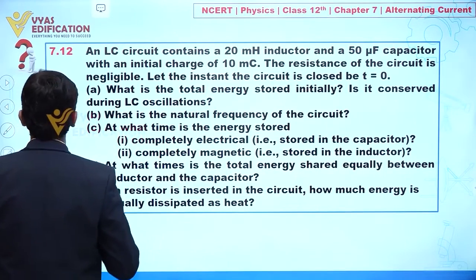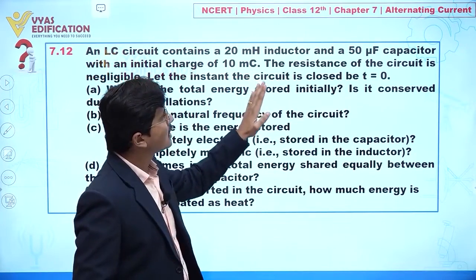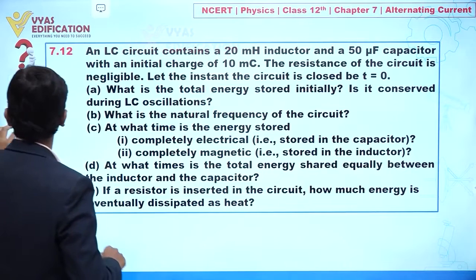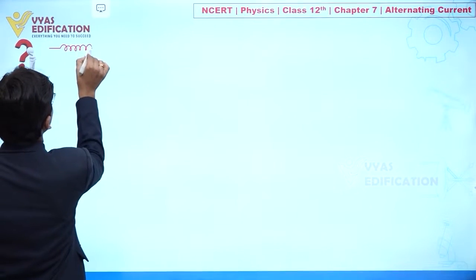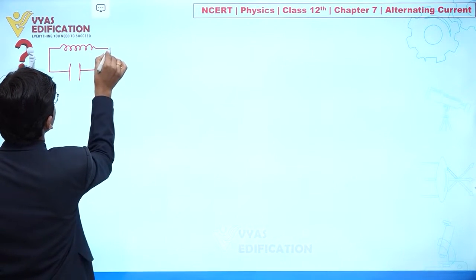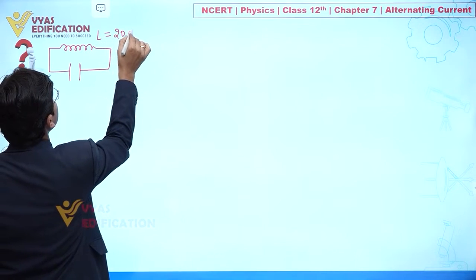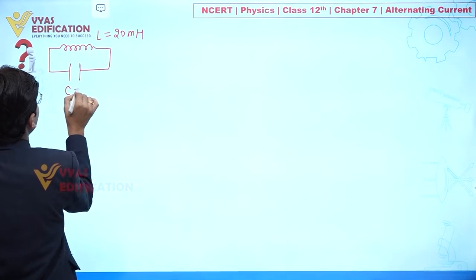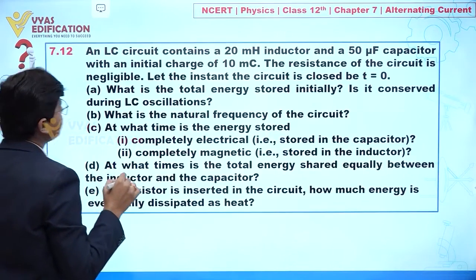First, whatever is given to you, we are drawing that. An LC circuit is given with 20 millihenry and a 50 microfarad capacitor. So let's suppose I am drawing here the inductor, and here we have the capacitor. The value of L is 20 millihenry, and the value of the capacitor is 50 microfarad.